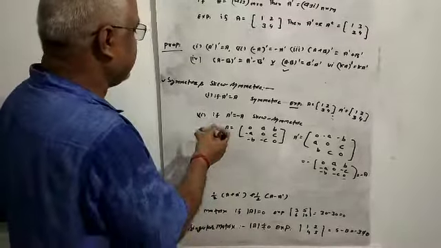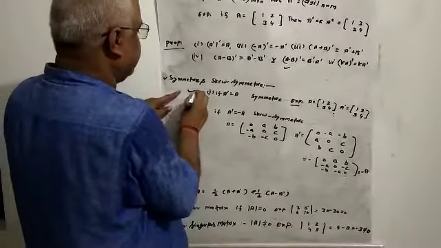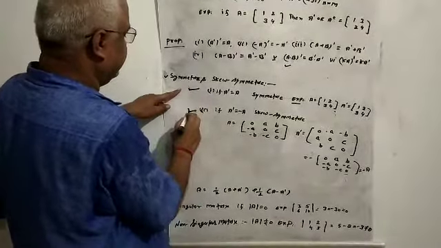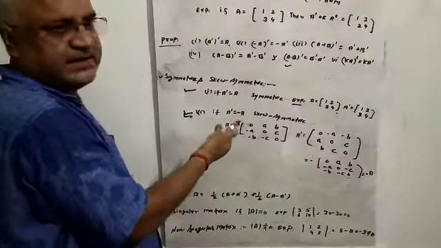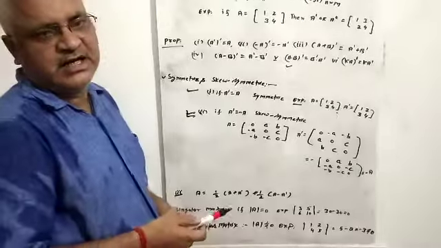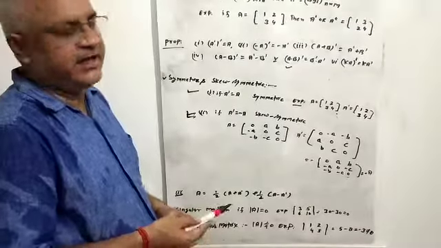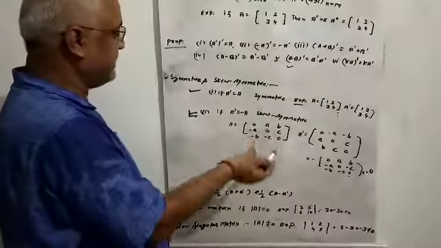And what is skew symmetric? This is symmetric and this is skew symmetric. In case of skew symmetric, A dash is minus A. Means transpose of matrix is negative of the matrix.